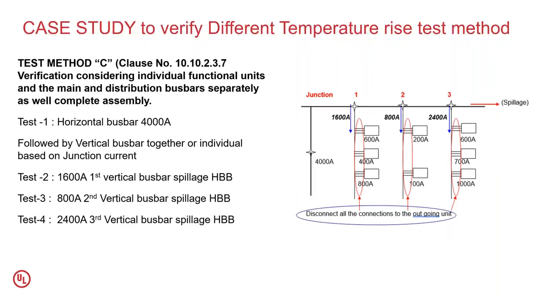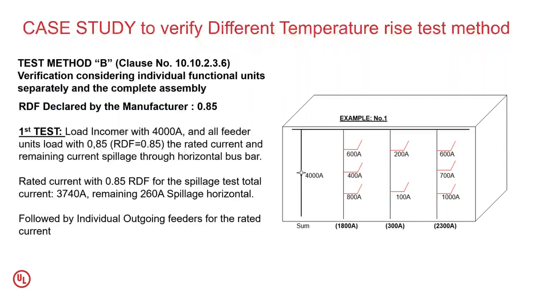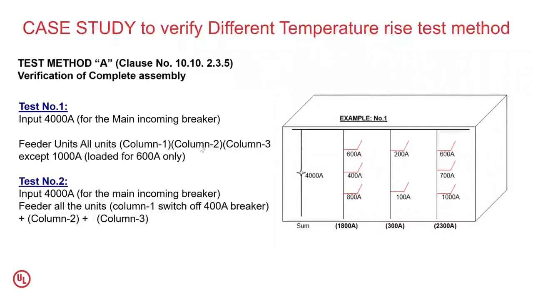Means, as I mentioned to you, test method A is very, very easy to conduct and cost effective, correct? So if you apply test method B, tests are going to jump like anything. One is complete assembly plus individual feeders. It's going to be more testing, more cost. Always choose test method A with RDF 1, more cost effective.